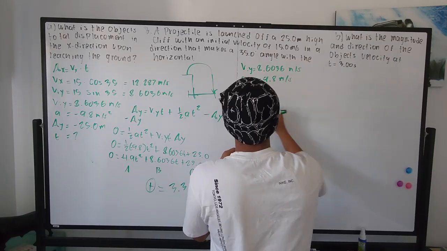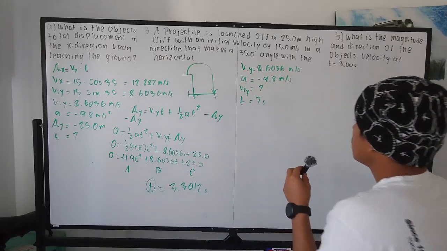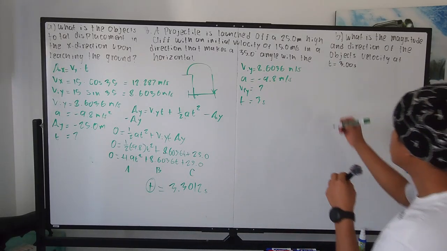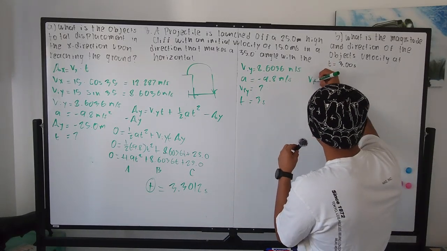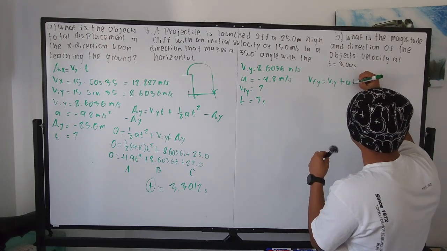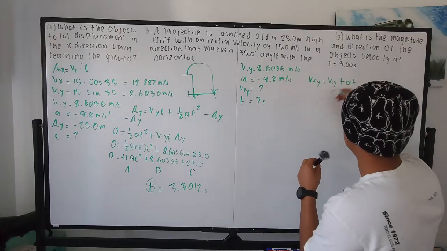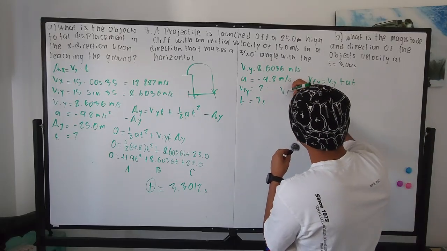And we're given a time of 3 seconds here, so time equals 3 seconds. Solving for this one, we will use this equation right here. So VFY equals VIY plus AT. And this is already isolated for VFY, which we're looking for. So let's just go ahead and plug in everything that we know.